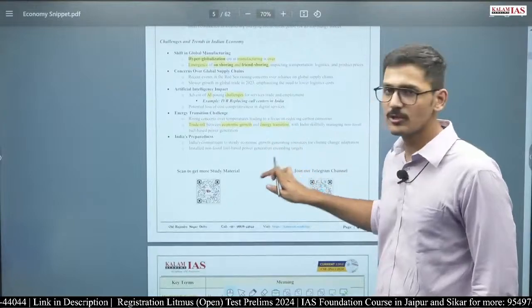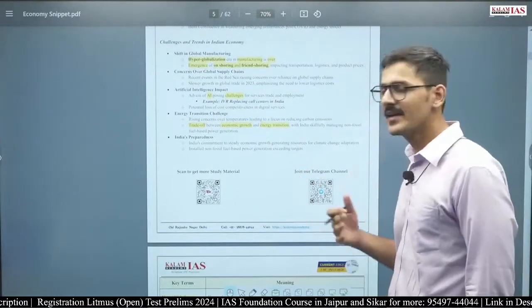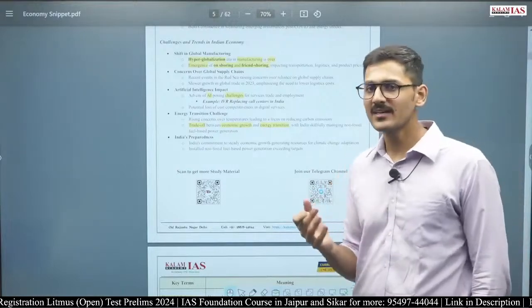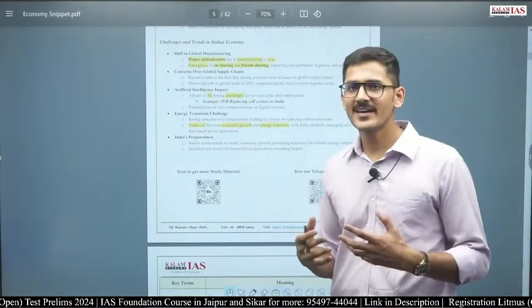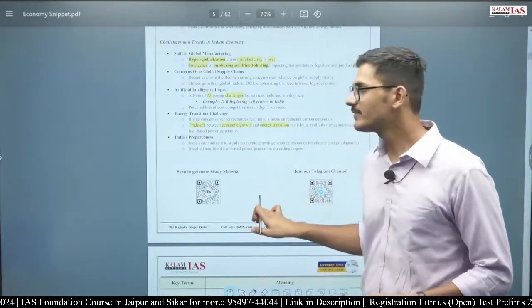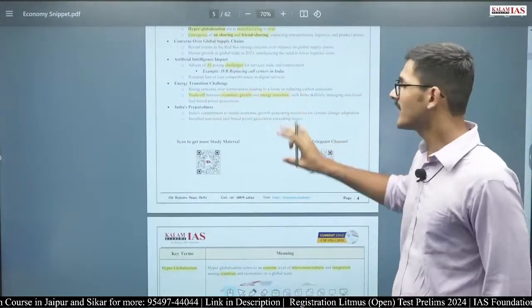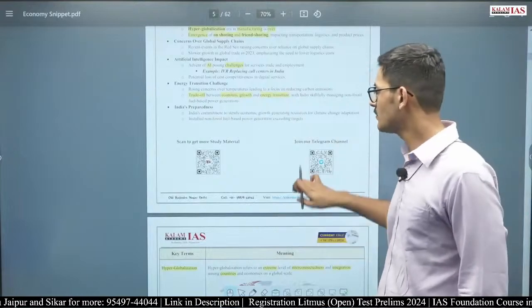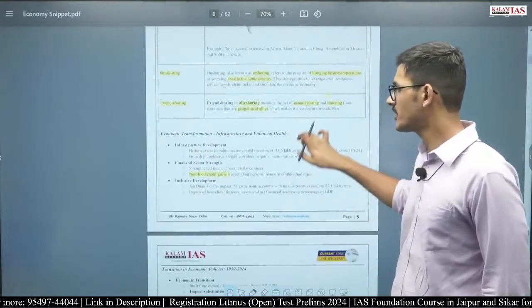Artificial intelligence is also a challenge for the Indian economy, because it is affecting the service sector, and India is the rising star in the service sector. The cost competitiveness that India has because of low labor cost is affected by the emergence of artificial intelligence. Similarly, the trade-off between economic growth and energy transition is also a challenge for the Indian economy. Now you do not have to ratify anything, you just understand what is being talked about here.